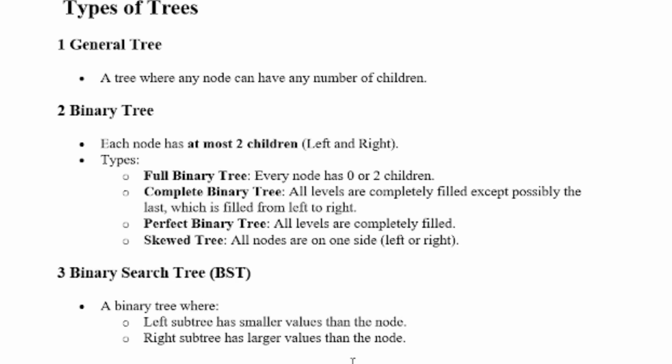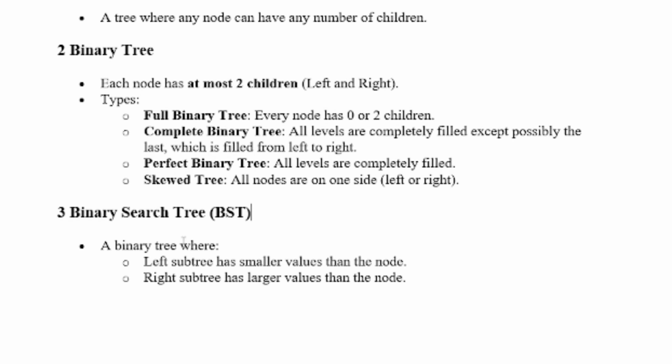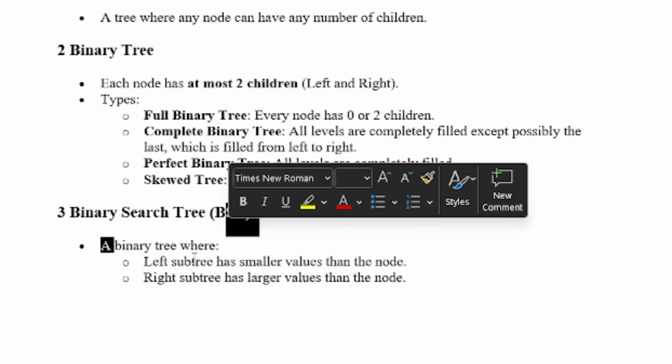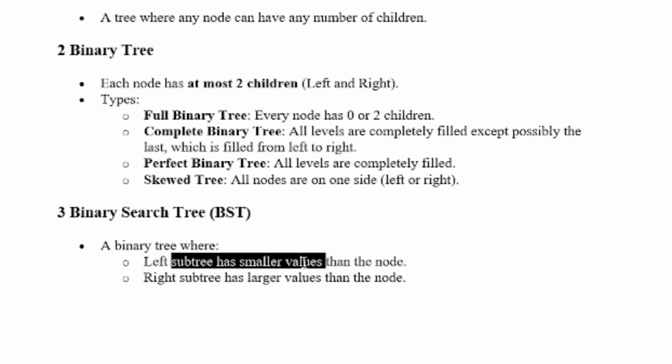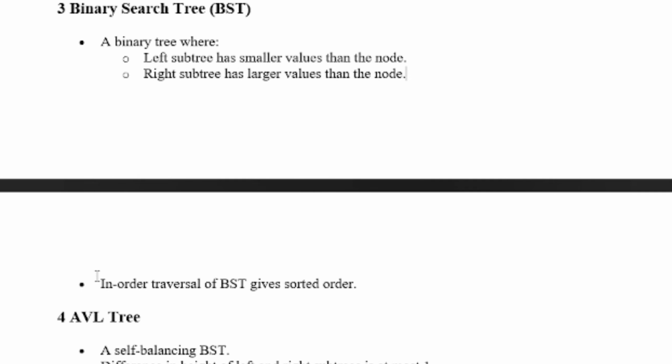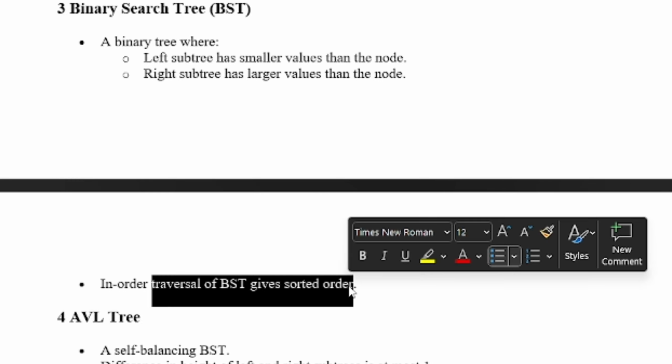Now come to the third type. The third one is a BST. BST means binary search tree. A binary tree where the left subtree has smaller values than the node and the right subtree has larger values than the node. In-order traversal of a BST gives sorted order.